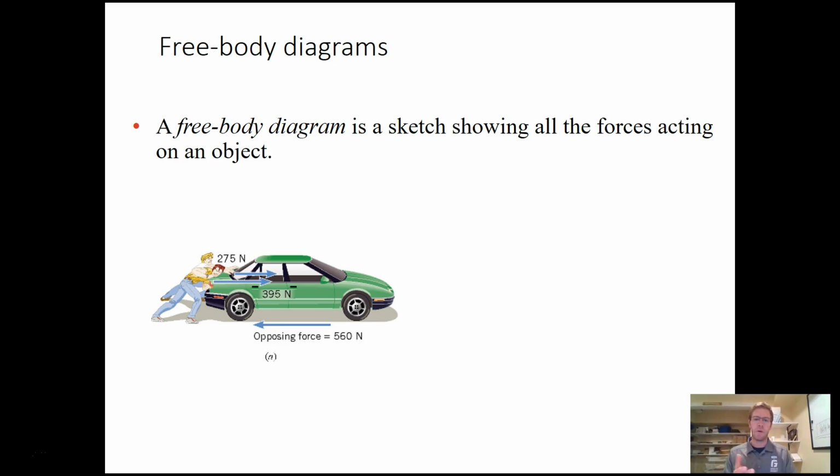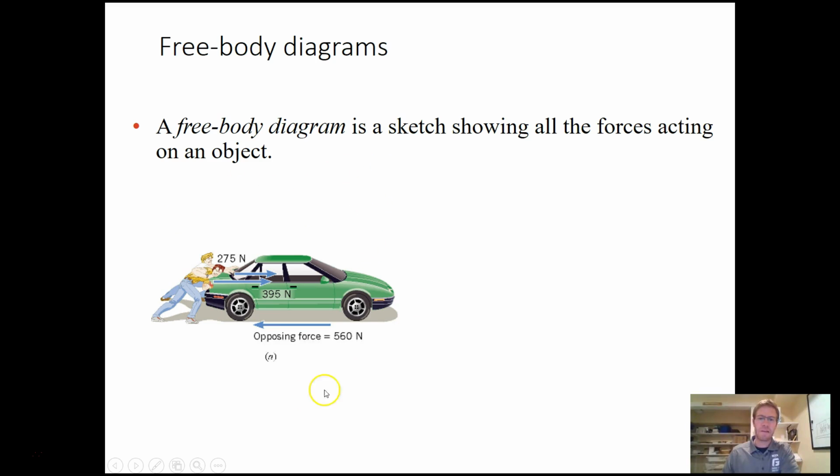So let's imagine we wanted to draw a free body diagram for this car. Here's this car. It's broken down. These two guys are pushing it because they're out of gas, trying to get to the nearest gas station. There's resistance from the road and from the gears on the car since the engine's not on. Let's say that has an opposing force of 560 newtons. The guy on the right is a little tougher than the guy on the left. He's applying 395 newtons, and the guy on the left only 275 newtons.